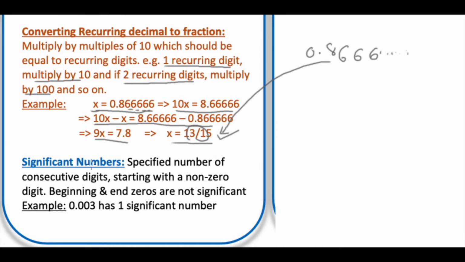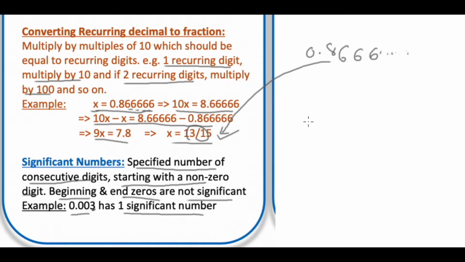Significant numbers are the specified number of consecutive digits starting with a non-zero digit, and beginning and end zeros are not significant. Look at the first example, 0.003. So what do you think, how many significant numbers are there? As I said, the beginning zeros are not significant, and you take the first non-zero digit. So look, here is just 3, which is significant. So here is only one significant number.